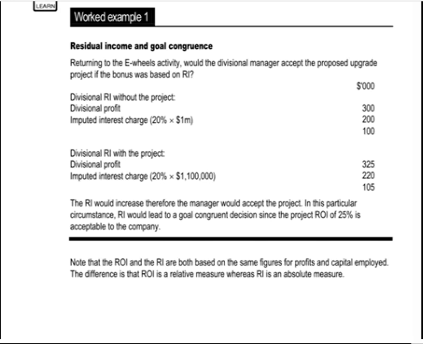So we've taken the divisional profit, 300,000, without the new investment, and deducted an imputed interest charge. So we said we needed a return of 20% on that 1 million that had been invested. In other words, the return we need is 200. We've got a return of 300, so that leaves 100 left over.